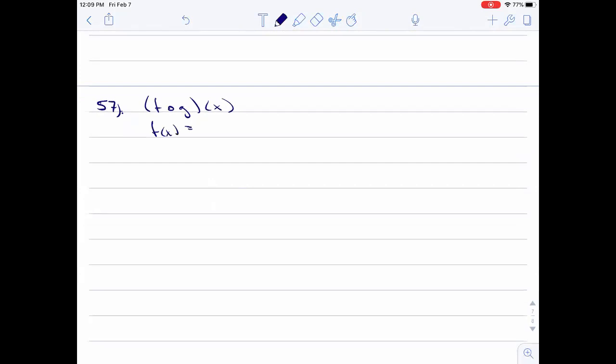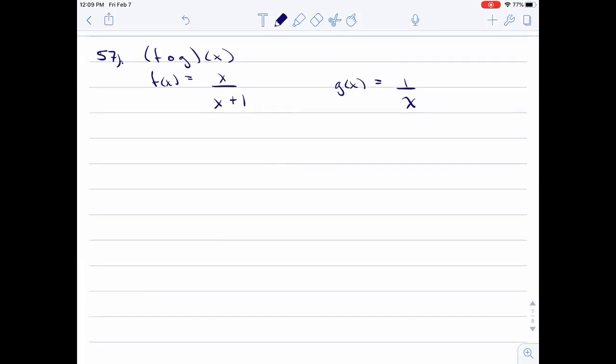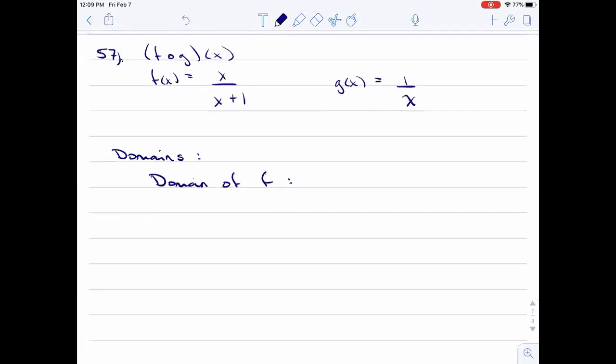57 says that f of x is x over x plus 1. Hey, looks familiar. And g of x is 1 over x. First off, let's establish what the domains of all these are, because now we will deal with the function composition, but let's tackle the domains. The domain of f is, well, we already talked about this one. x can't be -1.